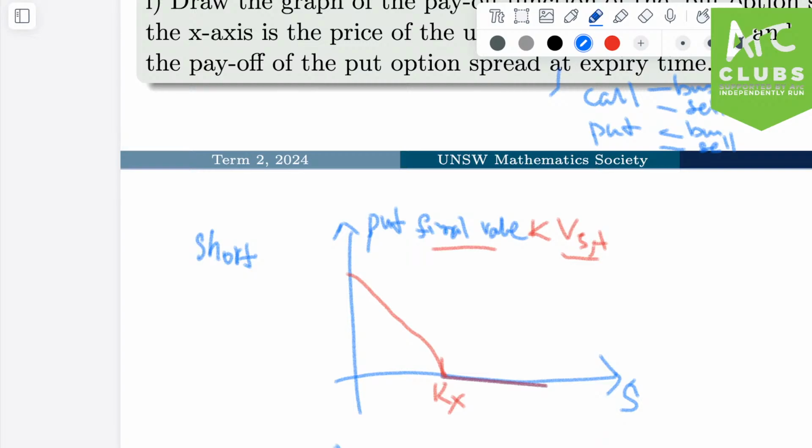And for the long option, I still want to look at my strike price, and my strike price is going to be here. And it's still the same put option, so the payoff is larger if S is smaller. And this is the final value of my put.